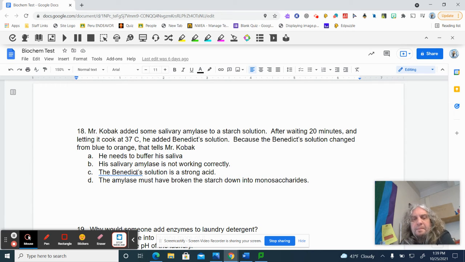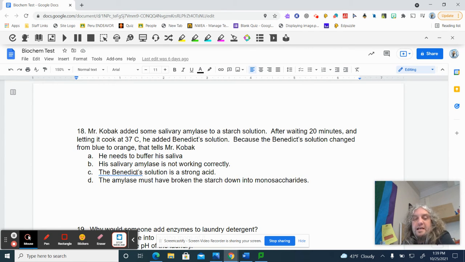Question 18. Mr. Kobach added some salivary amylase to a starch solution. After waiting 20 minutes and letting it cook at 37 degrees C, he added Benedict's solution. Because the Benedict's solution changed from blue to orange, this tells Mr. Kobach A, he needs to buffer his saliva.